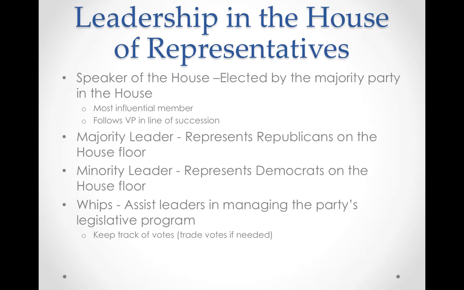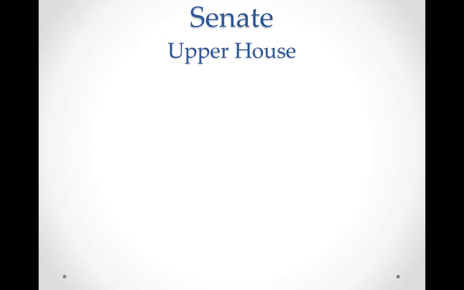And then you have whips. These are assistants to the floor leaders. Your whips, you have a majority whip and a minority whip, and their whole entire responsibility is to keep track of votes. So when there's a vote in the House, the majority whip knows who all of their members are voting for this bill or against it, the same with the minority. So this is a very important responsibility. Their goal is to get members to vote in line with whatever the party's legislative program is.